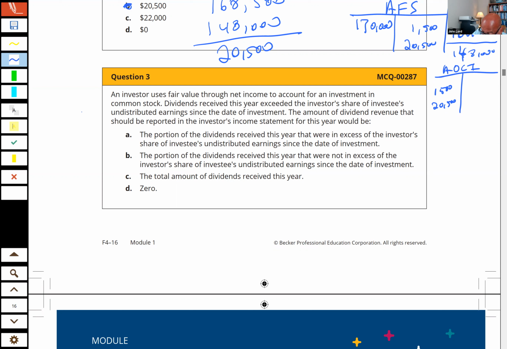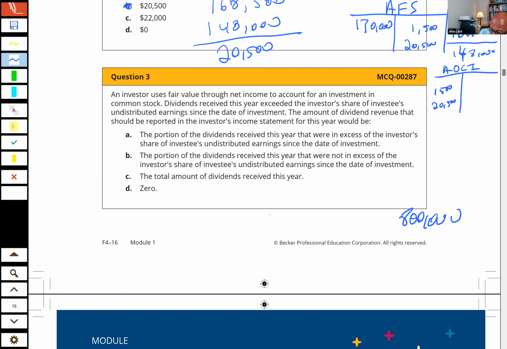Okay, let's take a look at this one. An investor uses fair value through net income to account for investment in common stock. Dividends received this year exceed the investor's share of investees' undistributed earnings since the date of the investment. Undistributed earnings is a fancy way of saying what? Retained earnings, right? Okay, so our share of the retained earnings is, say, 800,000.